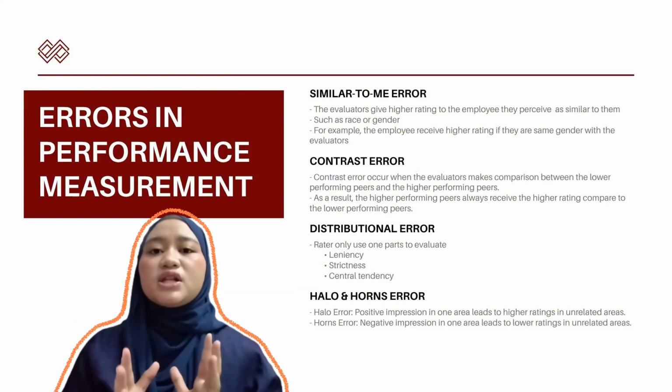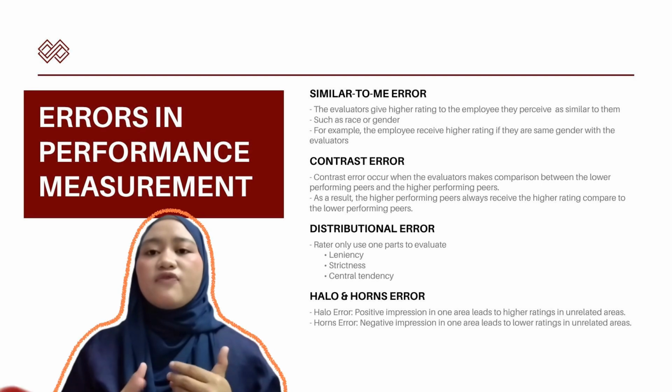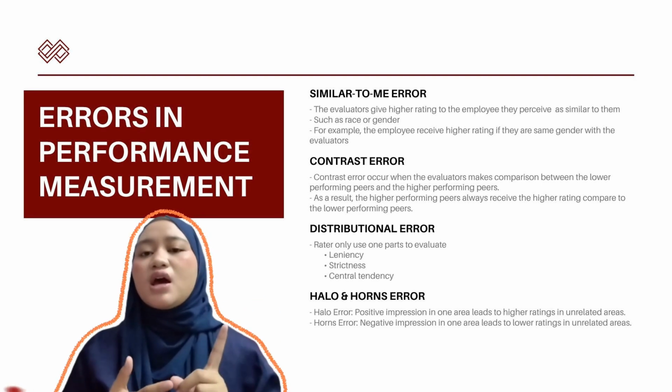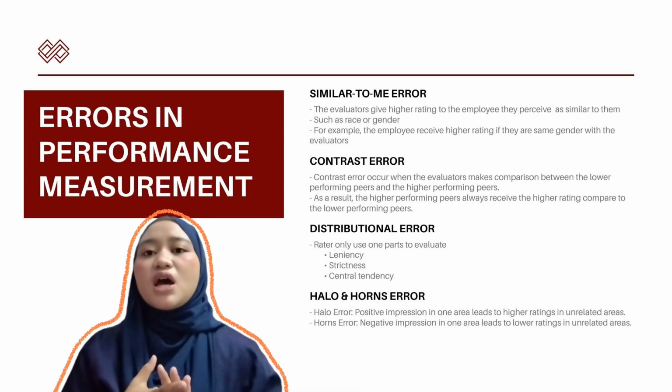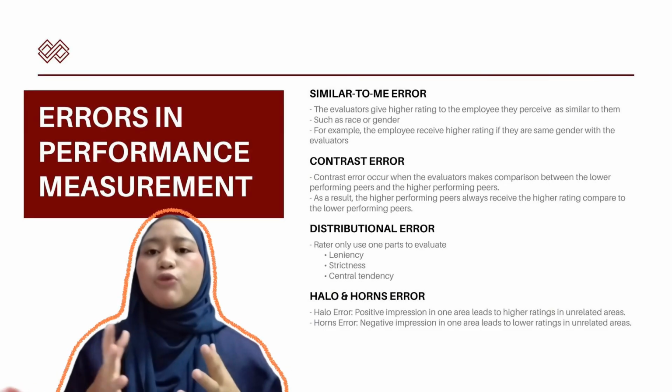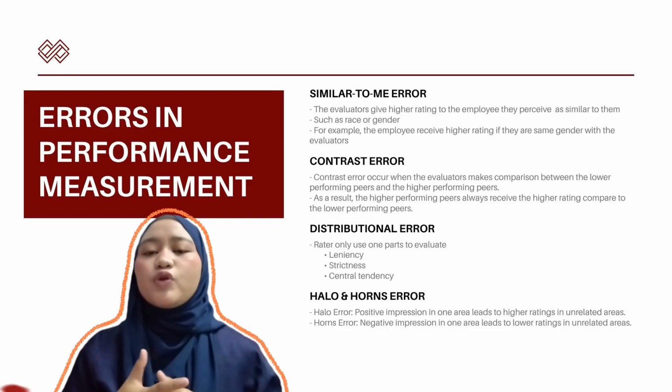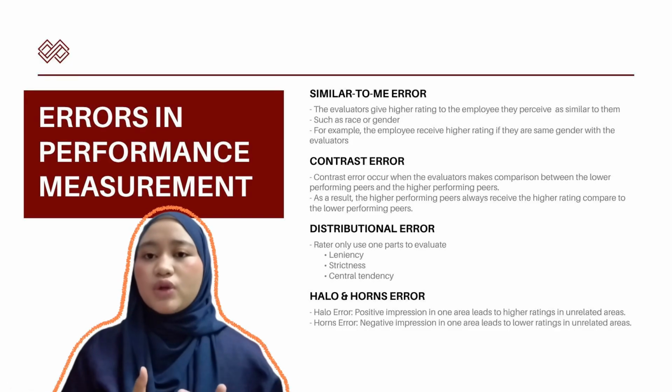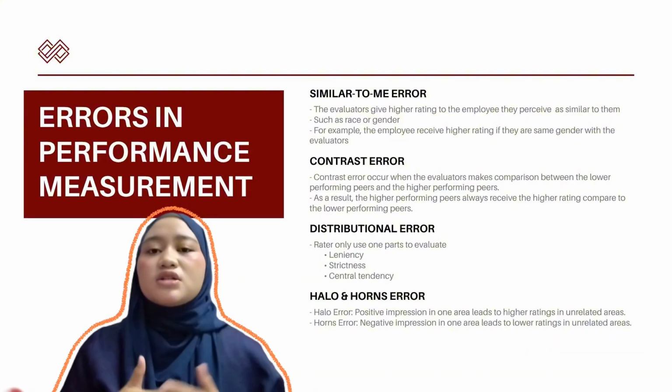Besides that, distributional errors. Distributional errors is when the evaluators use only one part of the scale. These are some of the distributional errors. The first one is leniency error. Leniency error is when the evaluator rates the employee near the top, which means the evaluator gives a higher rating without proper verification.